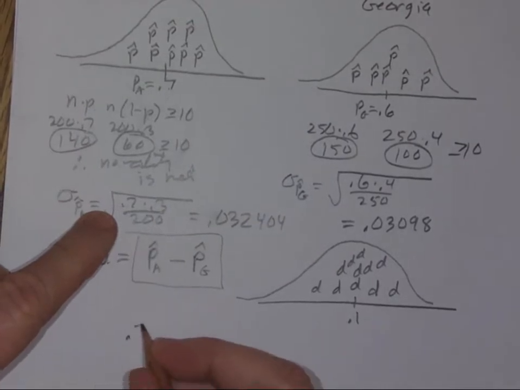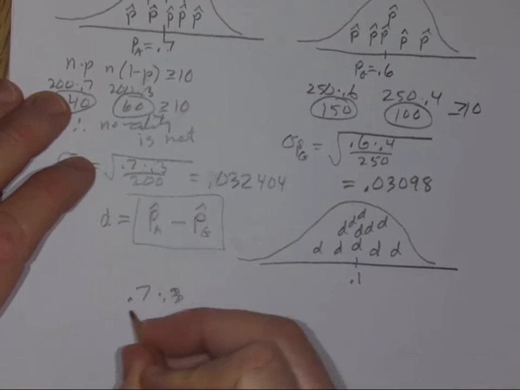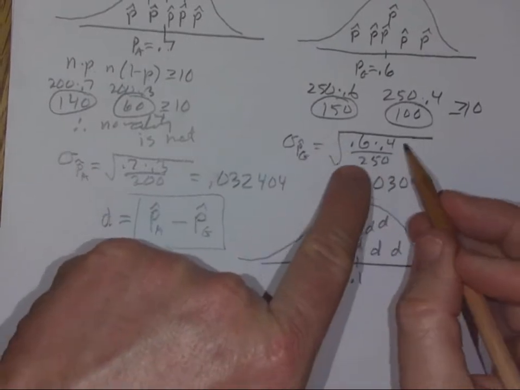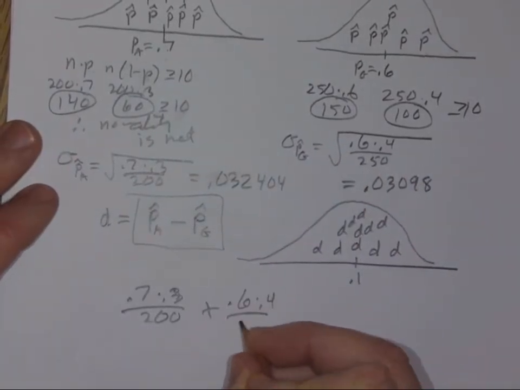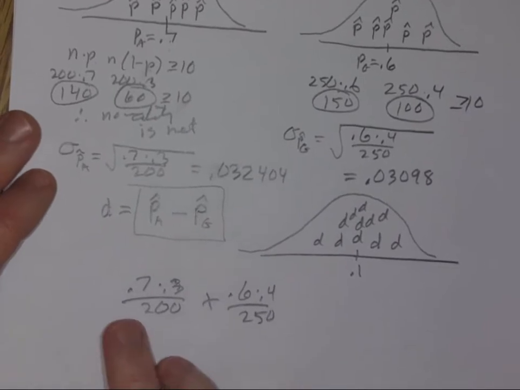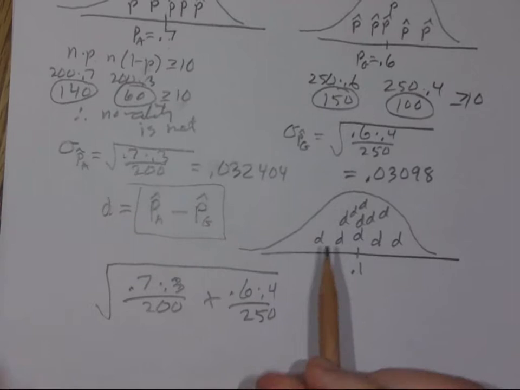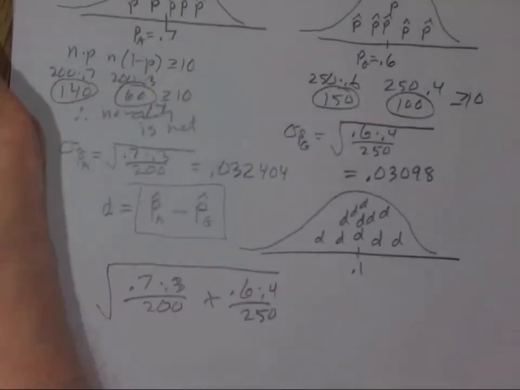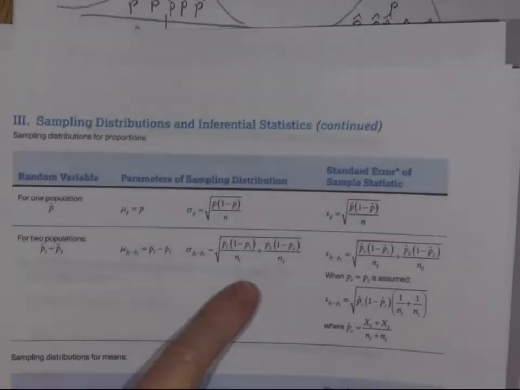So that's going to be 0.7 times 0.3 over 200, and then I'm going to add it to the variance here, which is that thing squared, so get rid of the square root sign: 0.6 times 0.4 over 250. And that would be the variance of the differences. Then you could take the square root of that to get the standard deviation, and that is the root of the formula on your formula sheet for what we're talking about today, which is right there.